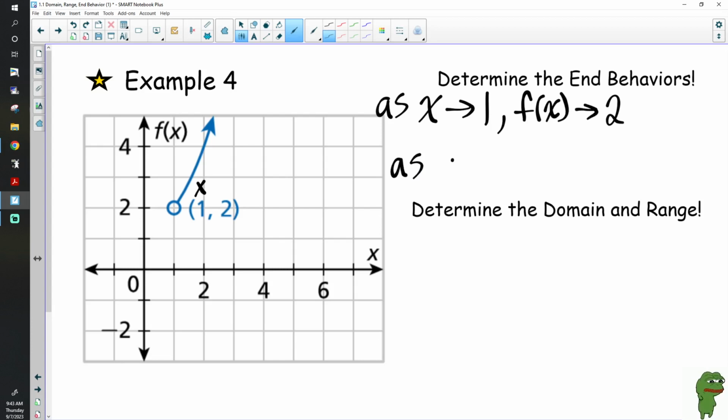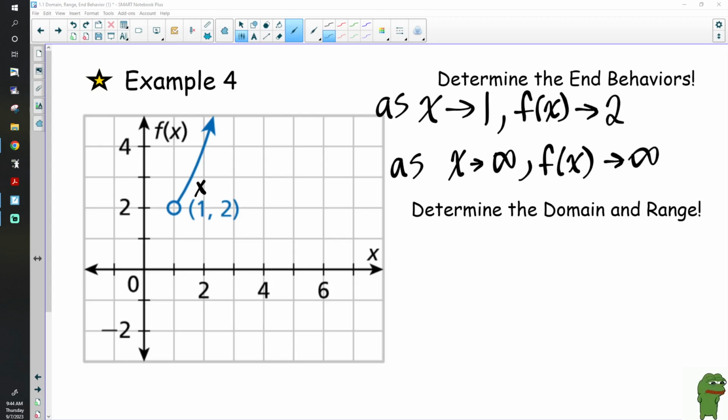As x approaches positive infinity, that's to the right. Where's f of x going? Positive infinity. Nice job. That one's a tricky one. That's the hardest we'd ever, I think that's the hardest one you'd get. A couple tricks in there.